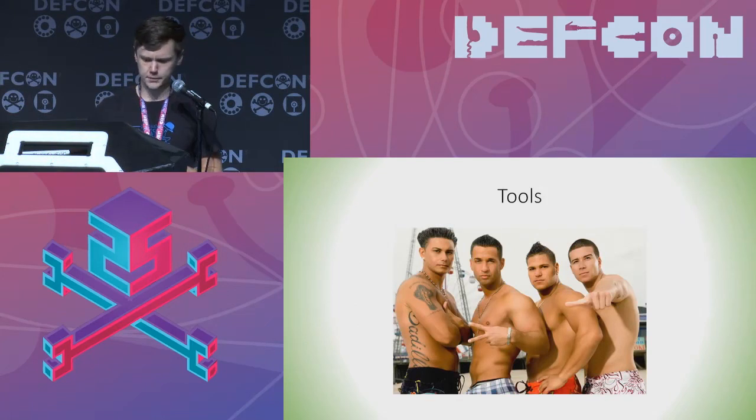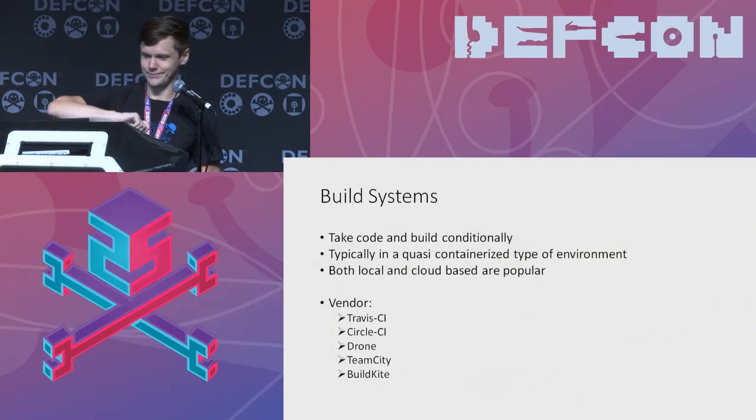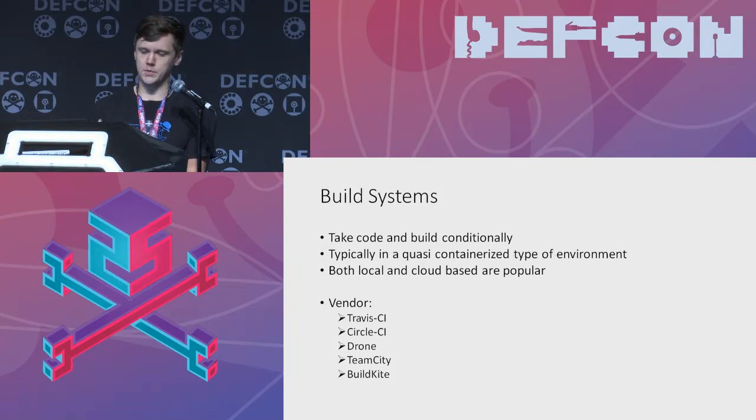We need to talk about tools. So we'll start with the build systems because it's the next step iteratively after the code repositories. And the build systems basically listen and take code and they build it conditionally. These conditions are environment, so it provisions an environment, and it also usually runs tests. So you provide it some sort of test script. It's supposed to run this test script against the code base. If it succeeds, it gives you a thumbs up, maybe back in GitHub. If it fails, it lets you know.